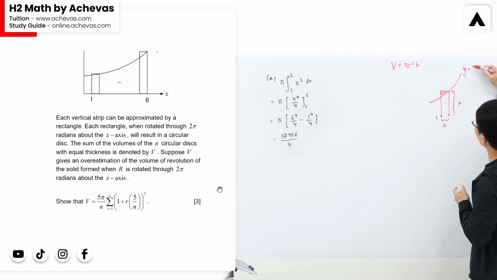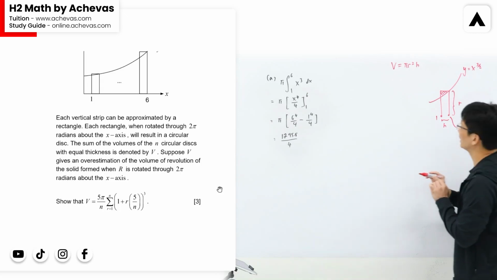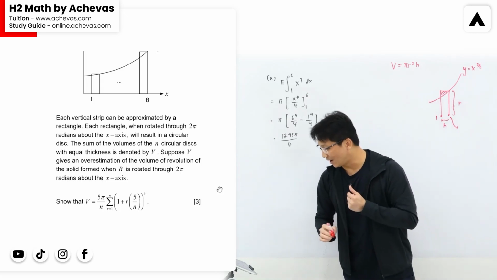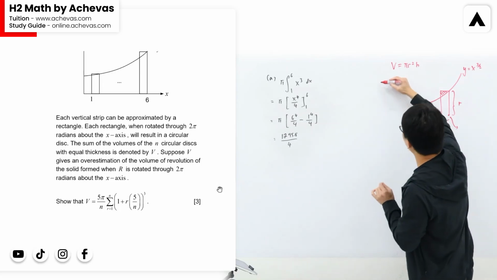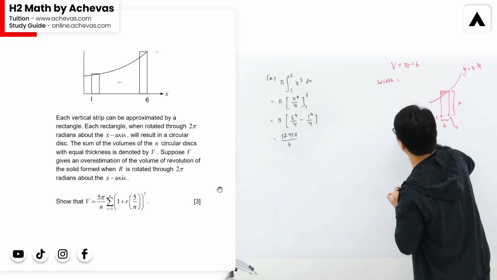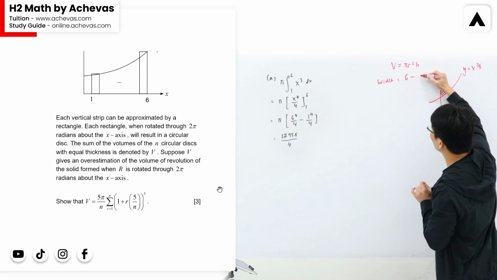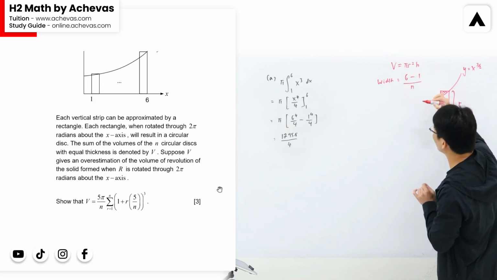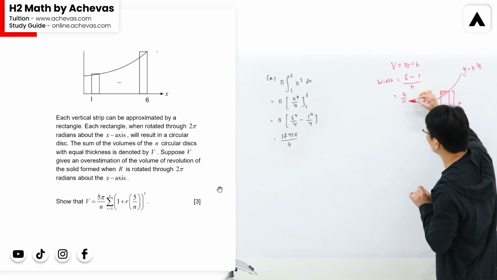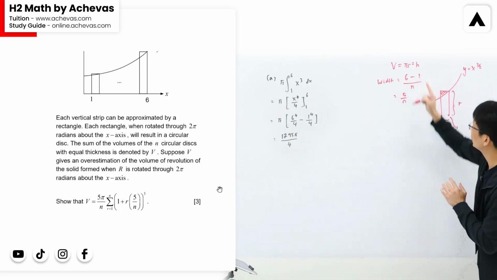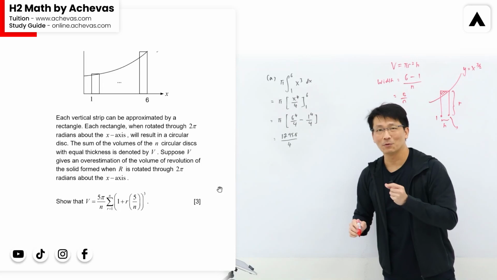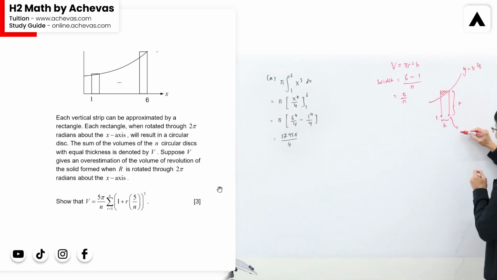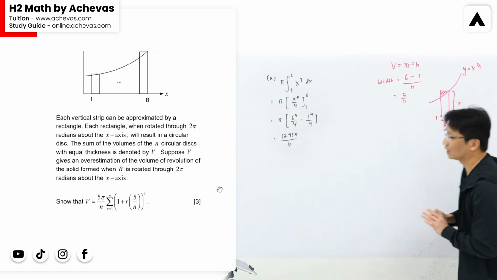And the equation will be y equal to x to the power 3 over 2. So we are supposed to find this particular ordinate here, and since the question says that the widths are all the same, we know that the width of a rectangle can be found by the upper limit, which is 6 in this case, minus the lower limit, which is 1, divided by the number of strips, so 5 over n. So the height of each of these circular discs will be 5 over n. So by adding 1 to this, we have 1 plus 5 over n as this ordinate to sub into this expression to find the corresponding radius.